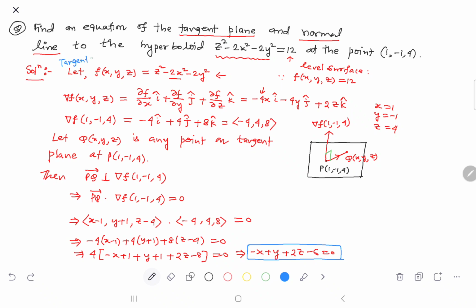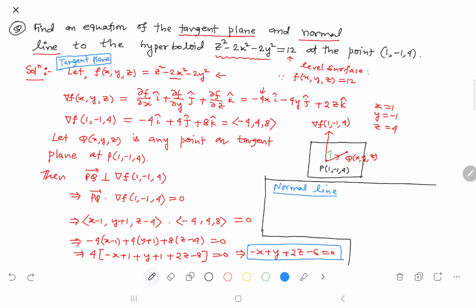So now let me write down the equation of the tangent line. So let me do it here. In this place I'm doing the rest of the part. Basically the normal line. So the normal, it is very much easy. So write down.